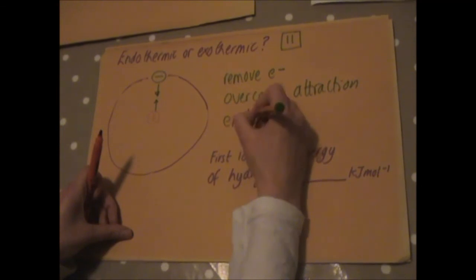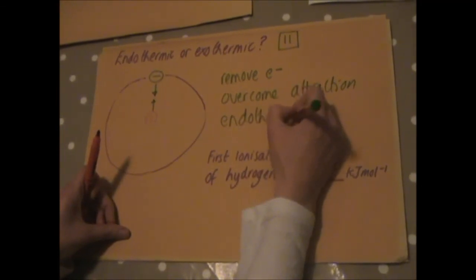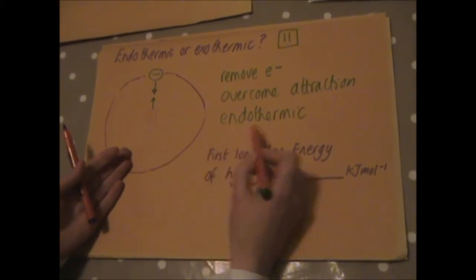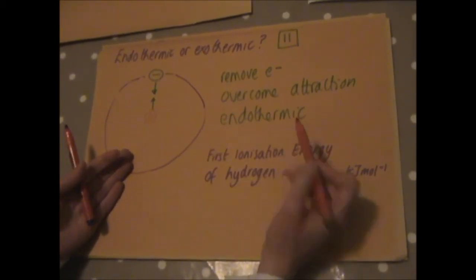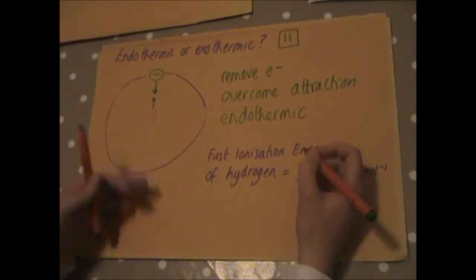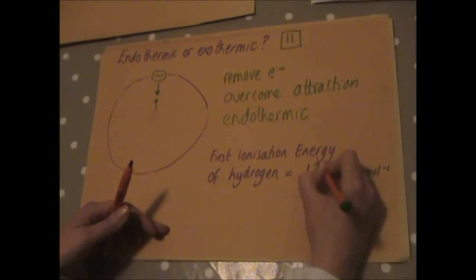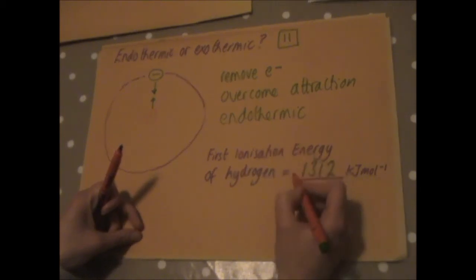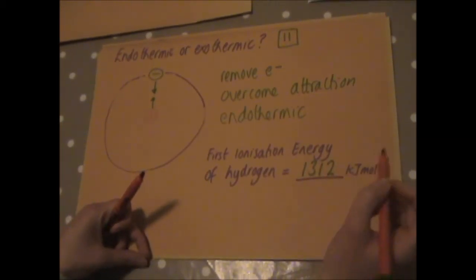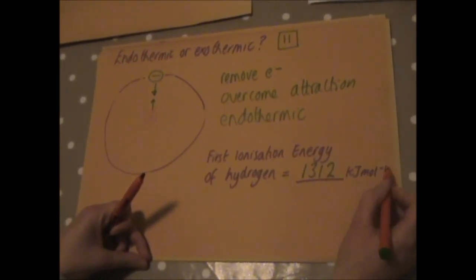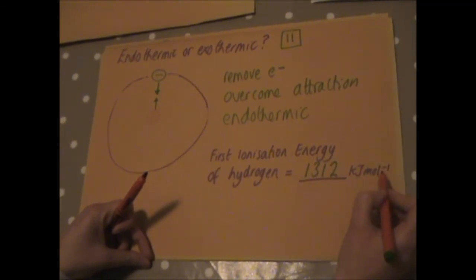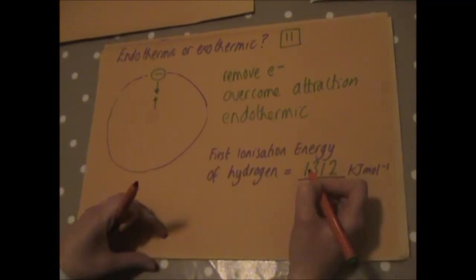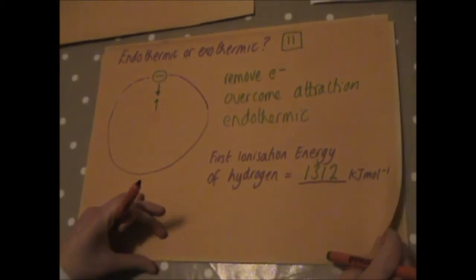So first ionisation energy is an endothermic process. And the actual value is 1312. So the first ionisation energy of hydrogen is 1312. That's in kilojoules per mole. So every mole of hydrogen atoms requires that many kilojoules to take out an electron.